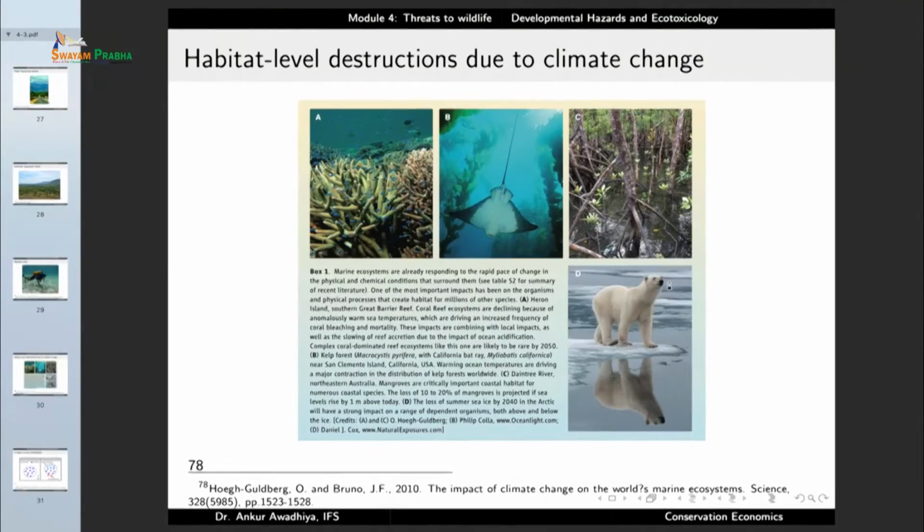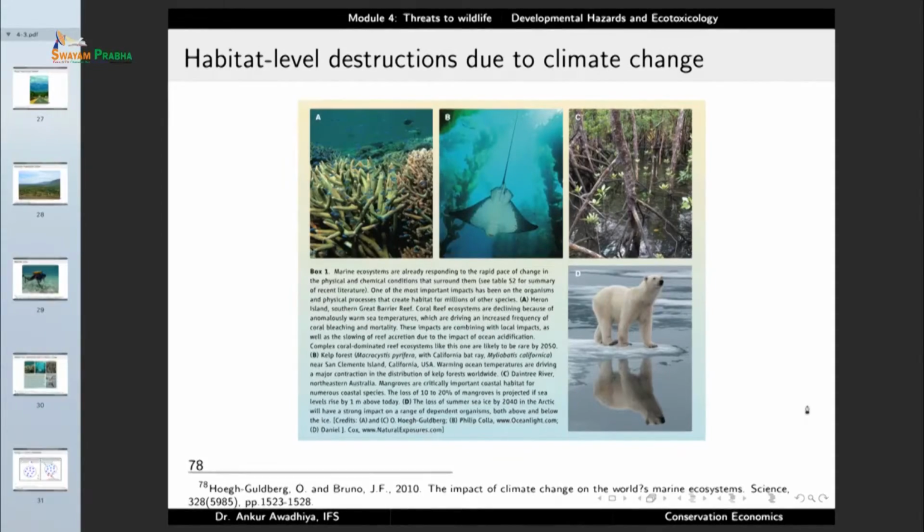It is impacting the polar bears whose habitats are now going down. There are a number of instances in which the ice sheet has become so small that these polar bears do not have a place to rest. Climate change is impacting the mangrove forest. Climate change is impacting the kelp forest in our oceans. So we are seeing a large amount of habitat-level destruction because of climate change.